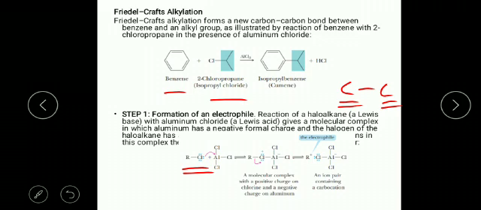a haloalkane, which contains the halogen and the alkyl group and is a Lewis base, and it reacts with aluminium chloride, AlCl3, a Lewis acid, to give a molecular complex with a positive charge on chlorine and a negative charge on aluminium. This molecular complex again gives an ion pair containing a carbocation. You can see here R+. It is the electrophile for the Friedel-Crafts alkylation reaction.